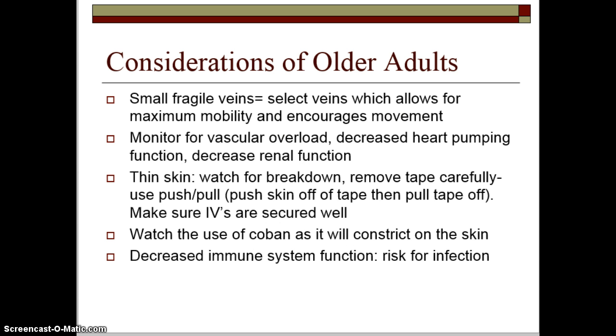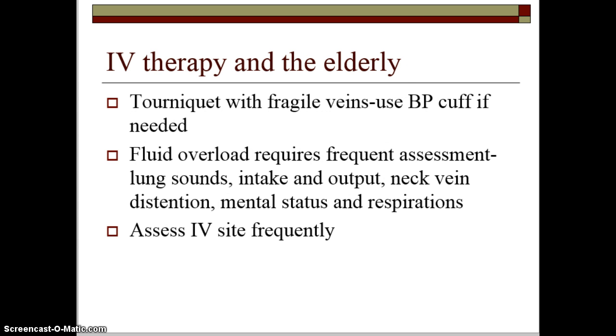We want to think about the older adult and some of the things that happen to them that we need to be considerate of. Watch that we aren't giving them fluid overload. They have congestive heart failure. Their decreased renal function can impact fluid overload very easily. As far as using a tourniquet, sometimes the blood pressure cuff is more effective because a tourniquet cuts into the skin and is not very comfortable for them.